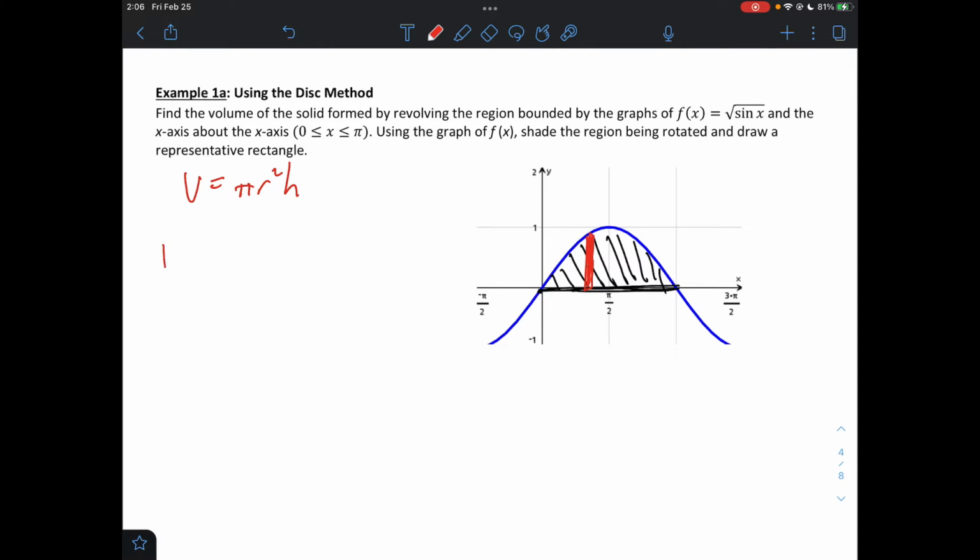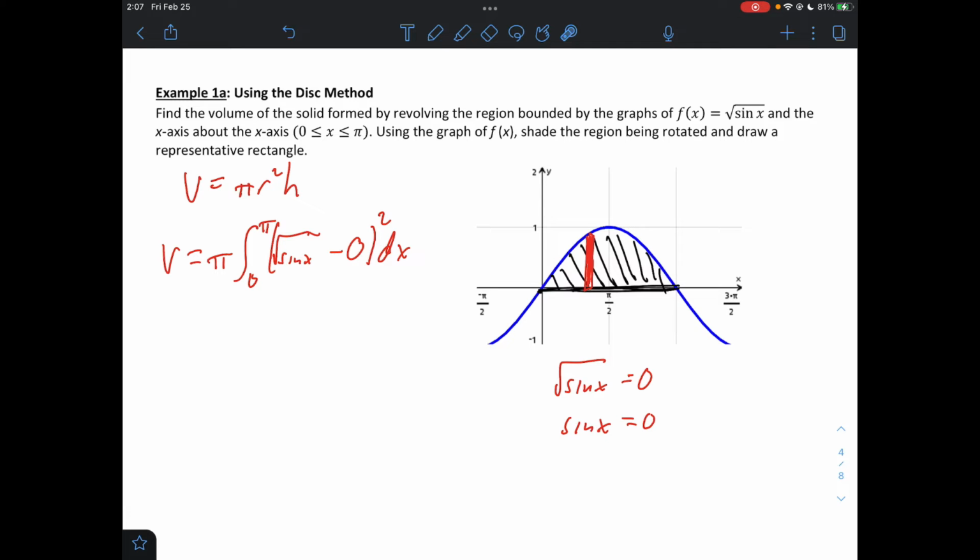So our volume here is going to be pi times r squared. R is just function minus axis. So the function is root sine x minus the axis. The axis is y equals 0. And then h is dx or dy. In this case, it'd be dx. And our bounds, well, if you don't know your bounds, you can always set root sine x equal to 0, square both sides, and sine x equals 0 at 0 and pi. I forgot the square there.